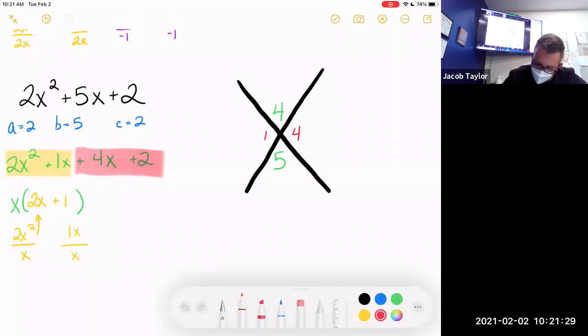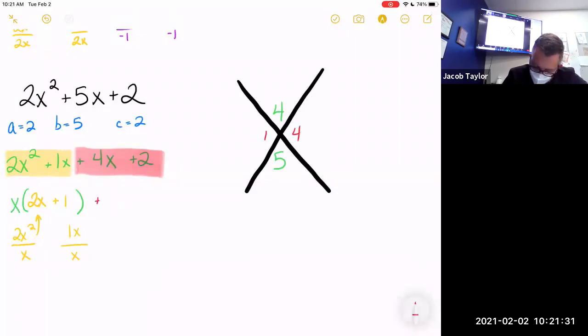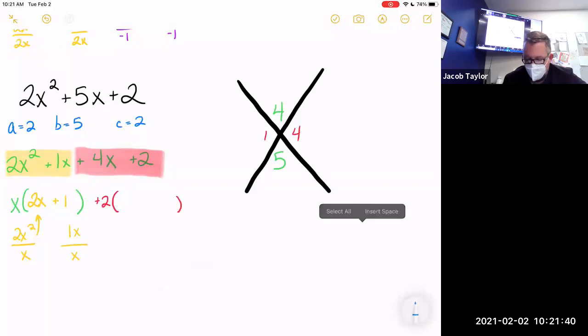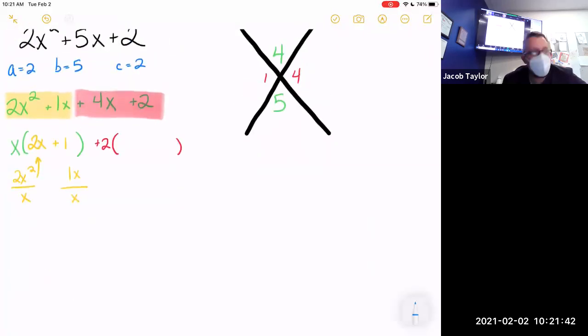Why did you switch it? I had 4x in the place of 1x. That's why. It's okay. You'll still get the same answer. Now I have 2x plus 1, because that's 4x divided by 2, and 2 divided by 2 is 1.